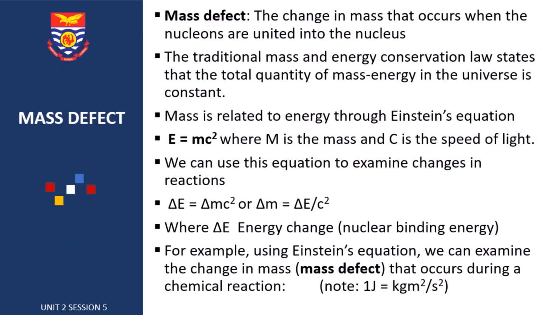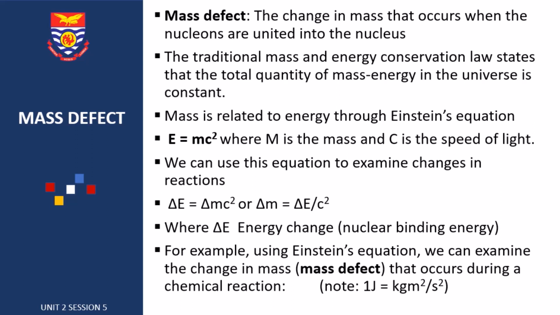Let us look at mass defect. Mass defect can be defined as the change in mass that occurs when nucleons are united into the nucleus. Throughout the 20th century, it has become known that mass and energy are interconvertible. When any reaction system releases or absorbs energy, there must be an accompanying loss or gain of mass. It is this loss or gain of mass that is referred to as mass defect.